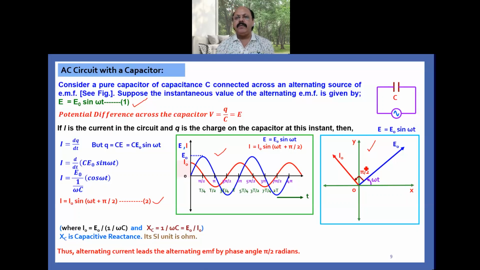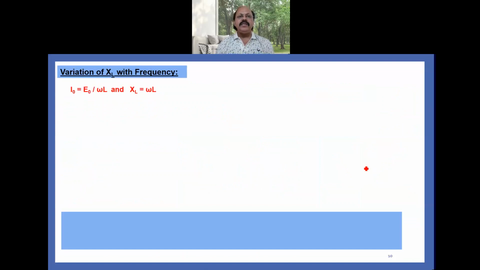So this is about the AC circuit containing a capacitor only. Now the variation of frequency with XL as well as XC. In case of resistance, the behavior in both AC and DC is the same. But inductive reactance and capacitive reactance vary with frequency. So you have to understand this concept.